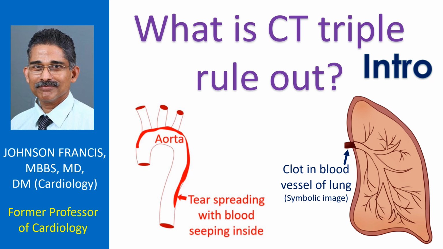CT triple rule-out is an ECG-gated multi-detector computed tomographic scan which can be used in patients coming to the emergency department with severe chest pain. Three important potential causes: aortic dissection, pulmonary embolism, and coronary artery disease constitute the triple rule-out.